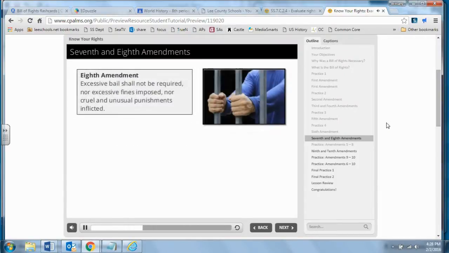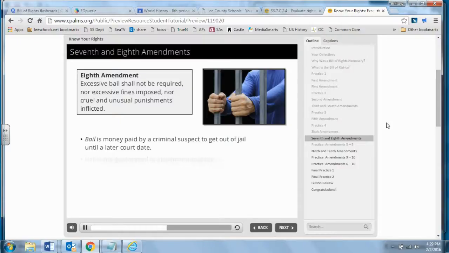The Eighth Amendment says, excessive bail shall not be required, nor excessive fines imposed, nor cruel and unusual punishments inflicted. Bail is the money paid by a criminal suspect to get out of jail until a later court date. The money guarantees that the suspect will show up for court when he or she is supposed to. If not, they lose the money.